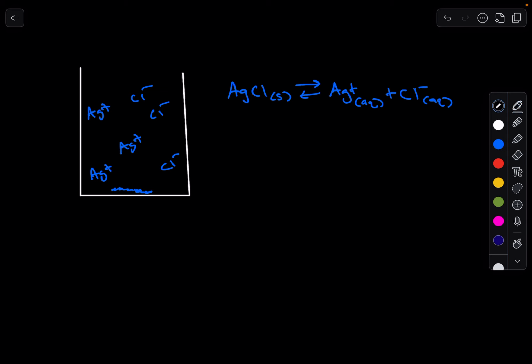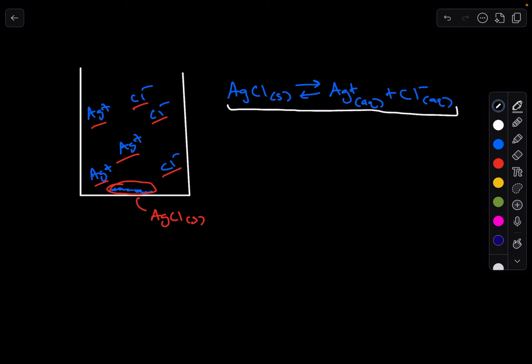So right now we have this equation. Silver chloride is going to dissolve into silver and chloride ions. And we can see here this blue substance at the bottom is our AgCl precipitate, and then it's dissolving into these free floating ions in the solution.